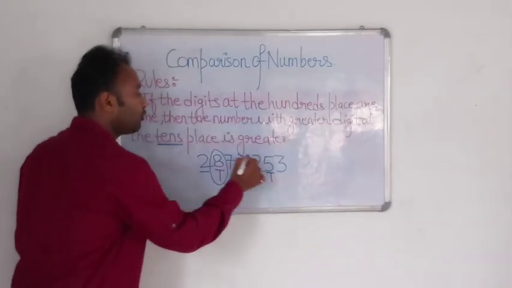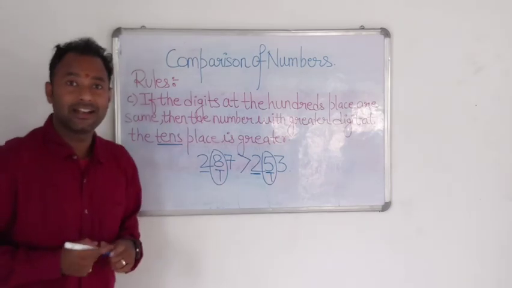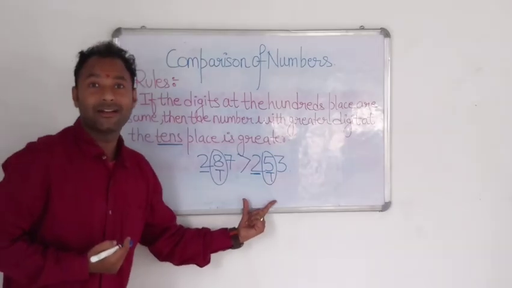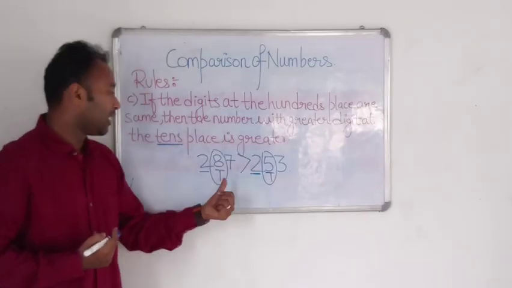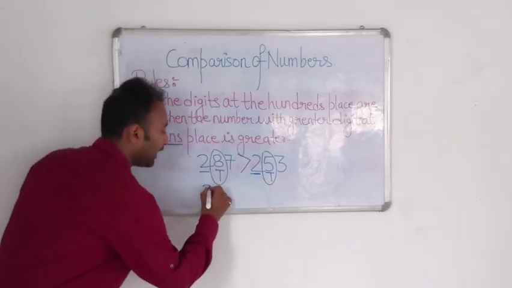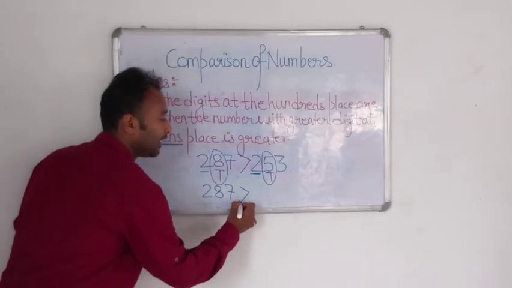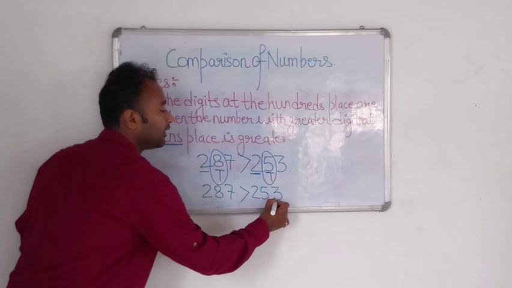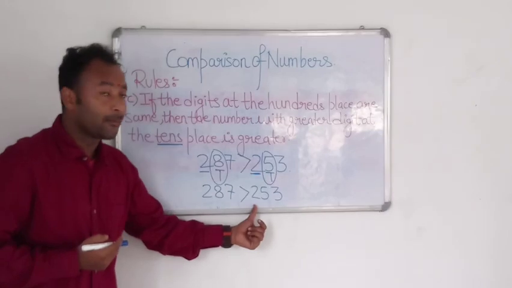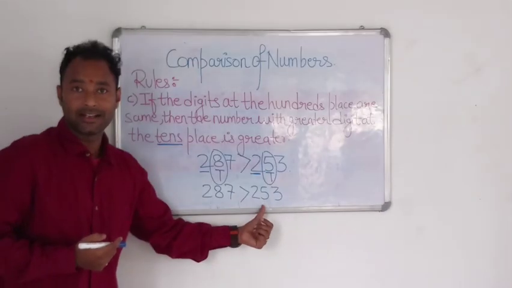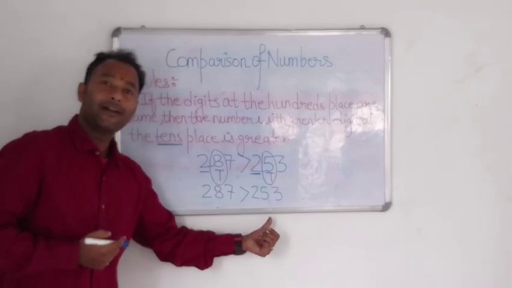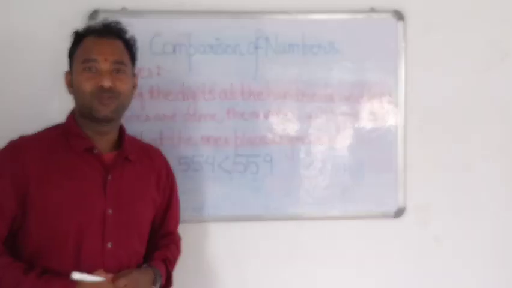Now when I ask you to compare the tens place digit, here it is 8 and here it is 5. Which number is greater? Yes, 8 is greater. So it means that 287 is greater than 253. Why? Because the hundreds position is the same, so we compared the tens place digit, and the tens place digit 8 is greater than 5. Understood, students?